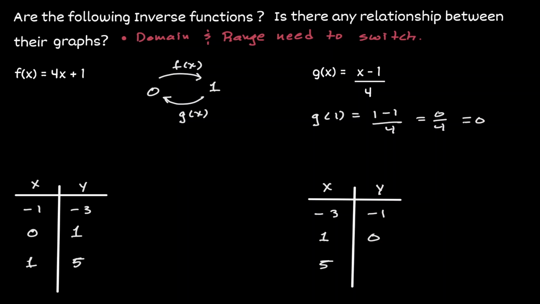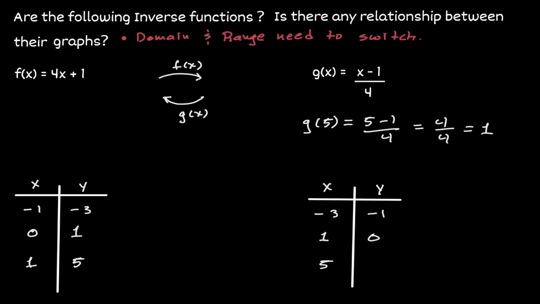Now let's check the value of 5. Let's plug in 5 into g of x. When we plug in 5, we obtain 1. Then notice that one more time, the domain of the inverse is the range of the original, and the domain of the original is the range of the inverse. When we get the value of 1 and we plug it into f of x, we obtain 5. And when we got that value of 5 and we plug it into g of x, we obtain 1 back.